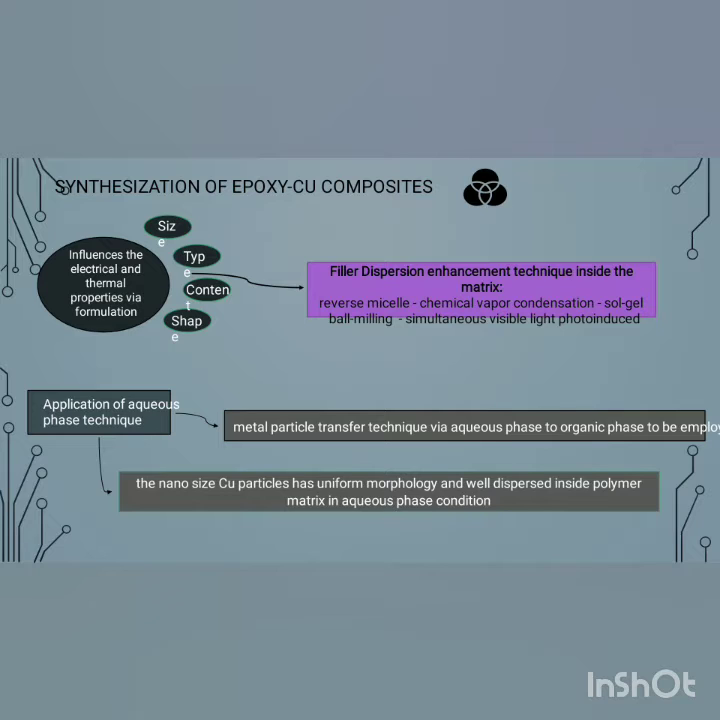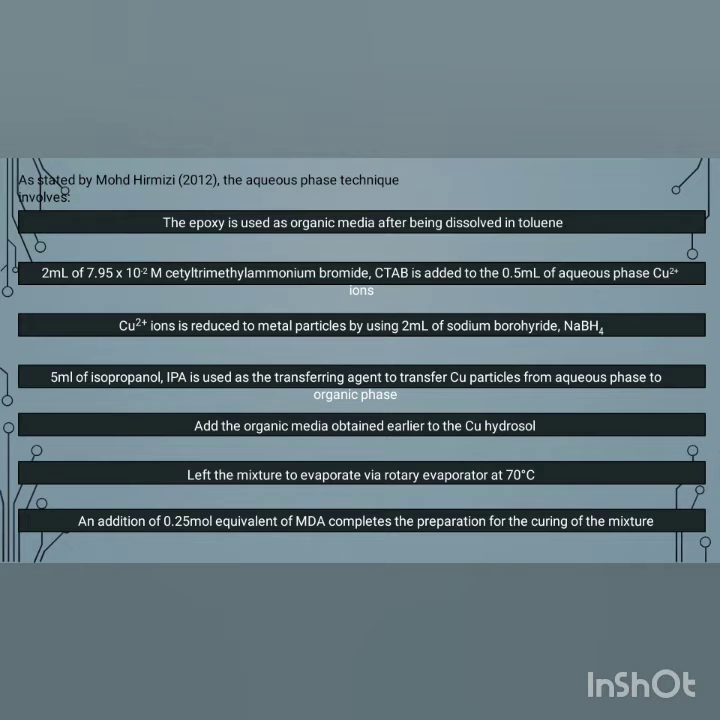The first is the use of epoxy as organic media after being dissolved in toluene, and then add 2 ml of 7.95 × 10^-2 CTAB into the 0.5 ml of aqueous phase Cu2+ ions for stabilization. Then, by using 2 ml of sodium borohydride, NaBH4, as reducing agent, the Cu2+ ions will be reduced to metal particles. For transferring the Cu particles from the aqueous phase to the organic phase, 5 ml of isopropanol, IPA, is used as the transferring agent. The organic media obtained earlier will then be added to the Cu hydrosol.